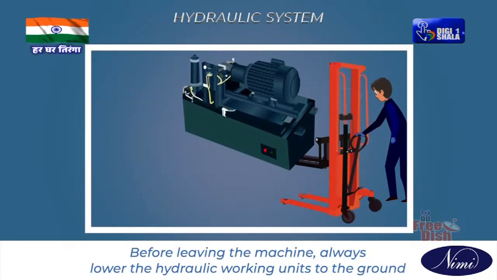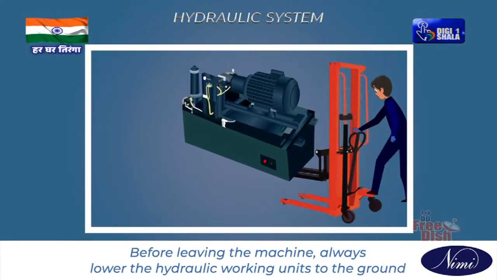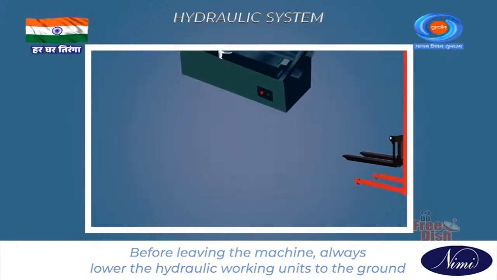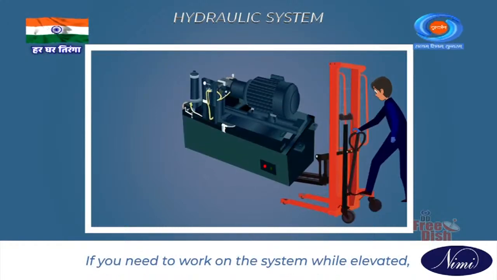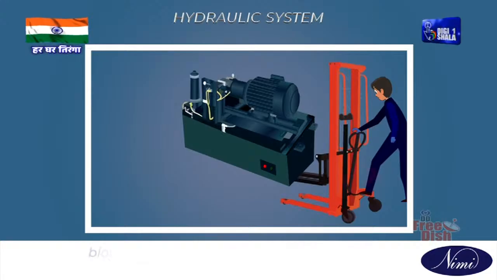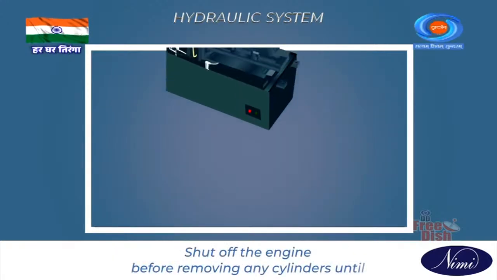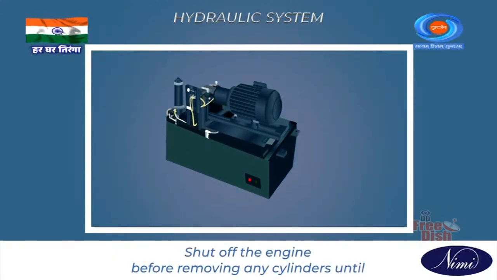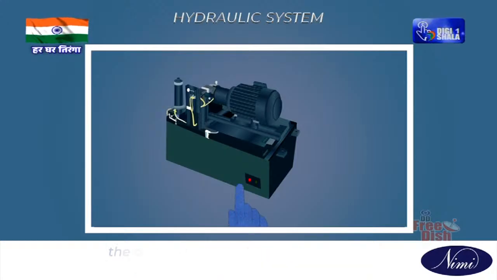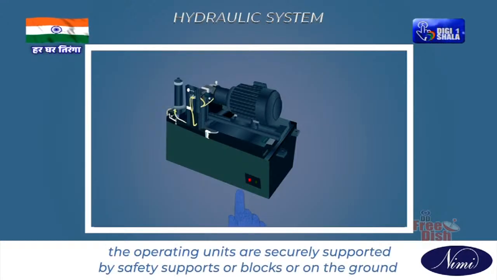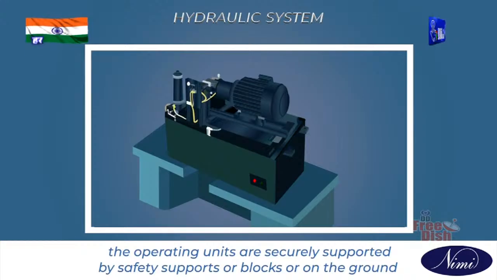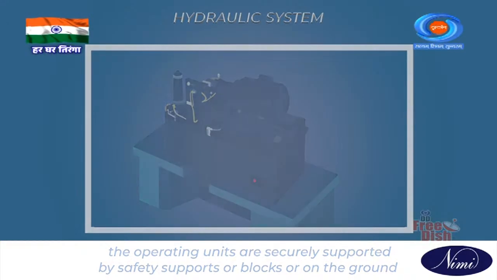Before leaving the machine, always lower the hydraulic working units to the ground. If you need to work on the system while elevated, block up the functional components instead of using the hydraulic lift. Shut off the engine before removing any cylinders until the operating units are securely supported by safety supports or blocks or on the ground.